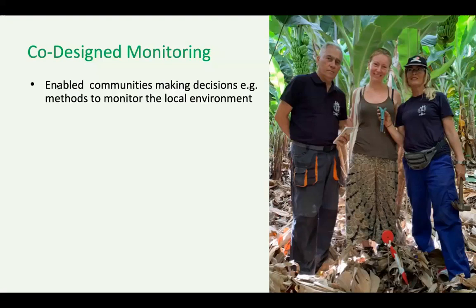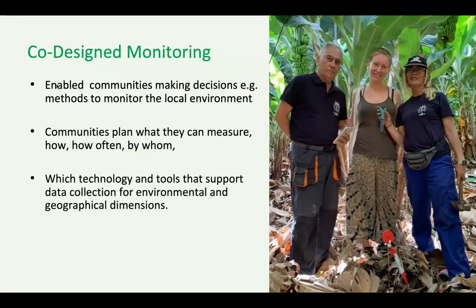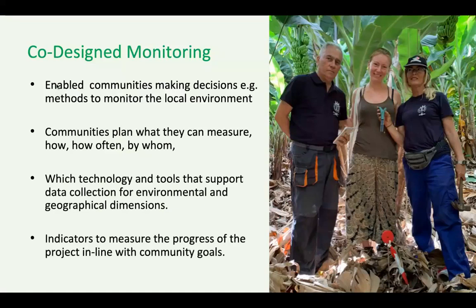So co-design monitoring, what does it do? It enables communities to make decisions and gives them methods to monitor the local environment. They can plan how and what they will measure, how often, and by whom. They design together which technology and tools are going to support the data collection for environmental and geographic dimensions. And we look also at indicators to measure the progress of the project in line with community goals. Of course, many of our goals are long-term and not within the funded lifetime of these sorts of projects, but we can look towards major goals and then track back and monitor our way towards certain milestones, ensuring that we both reach those milestones and that communities are aware that they're making progress.